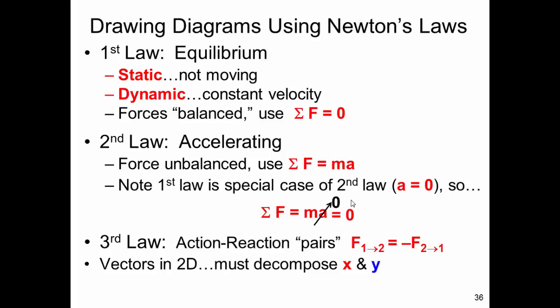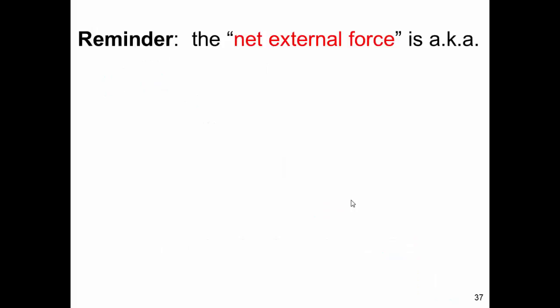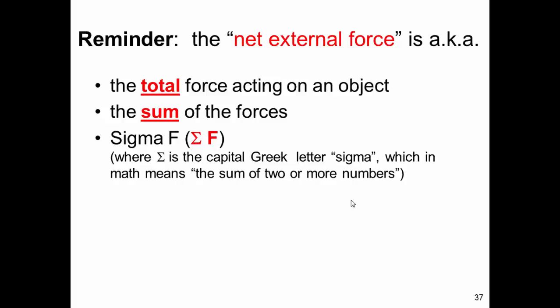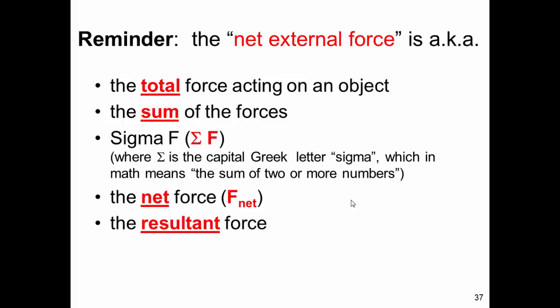Keep in mind that we are dealing with vectors. Just like we did with 2D motion, we'll apply Newton's laws in the x direction, in the y direction, and in the end, we'll bring them together to finish solving the problem. Just remember that when I say net external force, there's several other ways we could state this. Net external force is also known as the total force acting on the object, the sum of the forces acting on the object, sigma F, using our Greek letter sigma, the net force F net, and the resultant force.